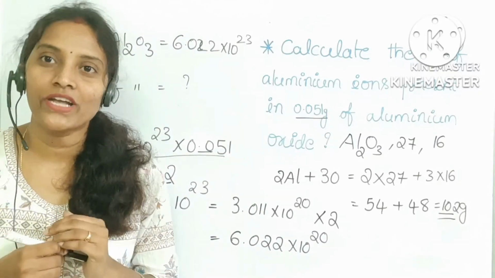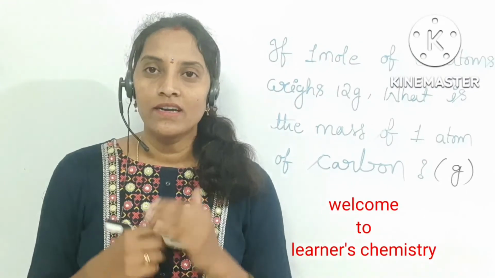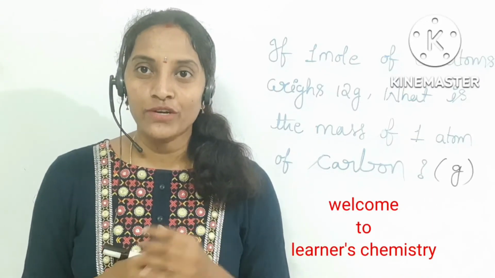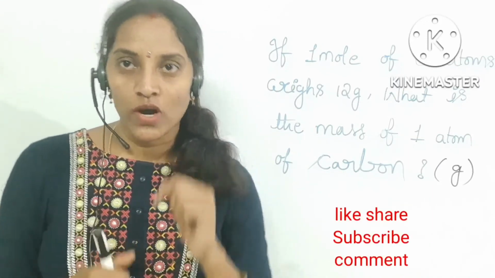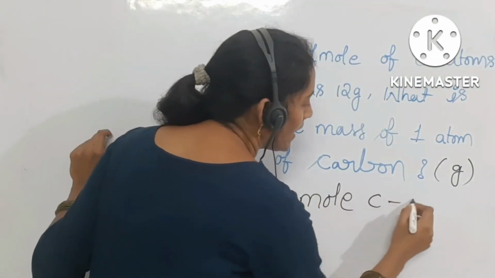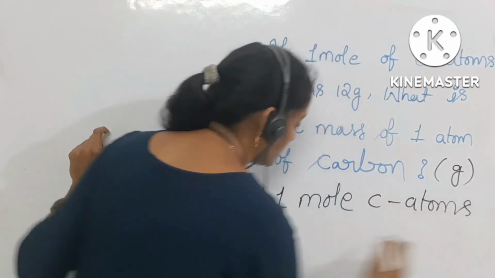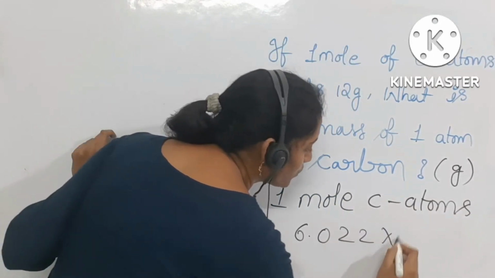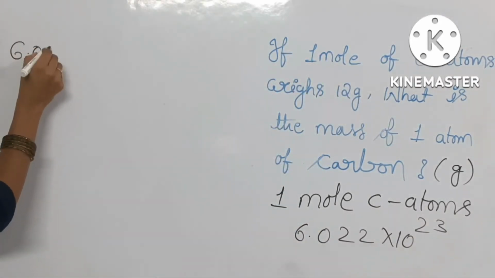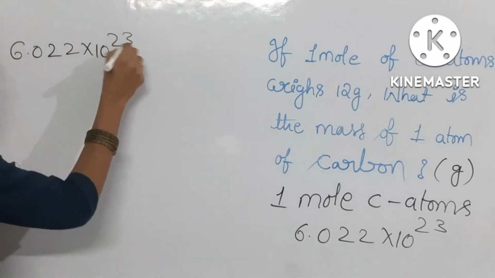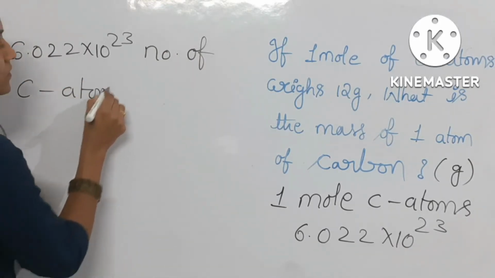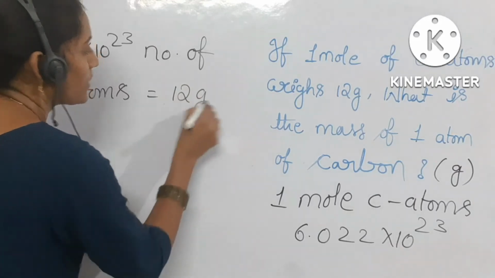number of aluminum ions. Here the problem is, if 1 mole of carbon atoms has 12 grams weight, then what is the weight of 1 atom of carbon? You have to calculate this. You already know 1 mole of carbon atoms is nothing but 6.022 into 10 power 23 number of atoms. So this 6.022 into 10 power 23 carbon atoms is equal to 12 grams weight from the data.